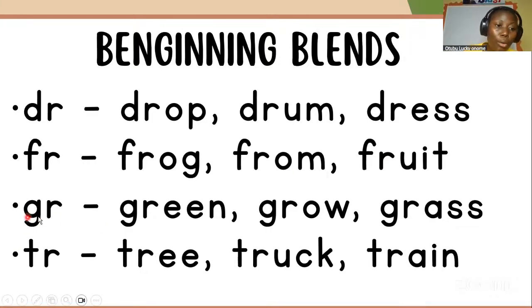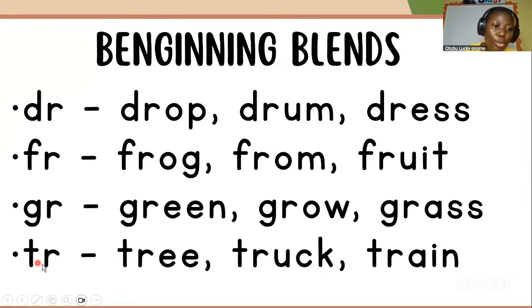Then we have grr. G and R says grr, as in green. Green is a color. We have it in words like grow. When people are growing, especially children, if you give birth to a child now, before you know it, in the next two or three years, the child has grown. So grow means to increase in height and in size. Then we have grass, the green grass in your compound or on the street.